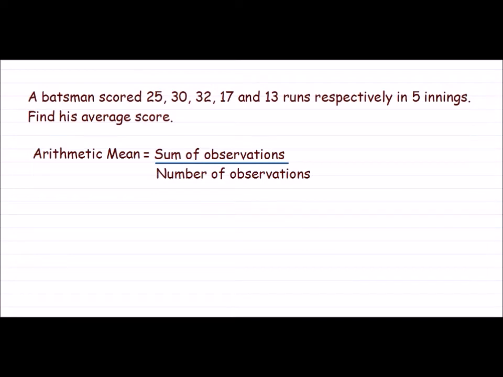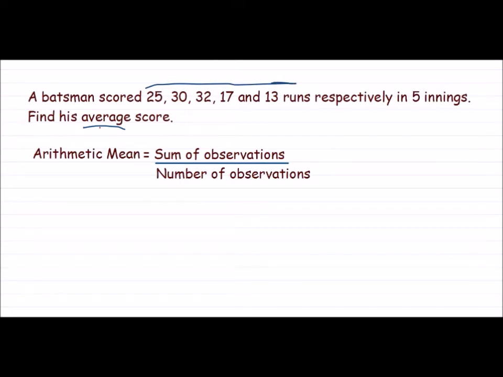A batsman scored 25, 30, 32, 17, and 13 runs respectively in 5 innings, and we want to find his average score. Now, the formula for finding the mean is the sum of observations divided by the number of observations. All these are observations: 25, 30, 32, 17, and 13. These are 5 observations here. What we have to do is add these, and then divide them by 5.